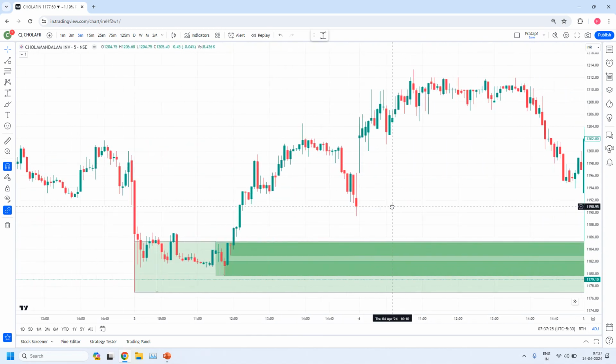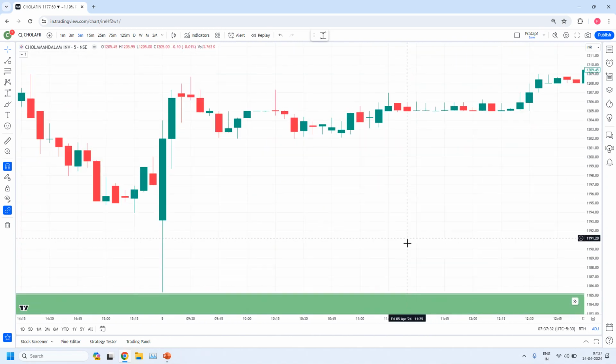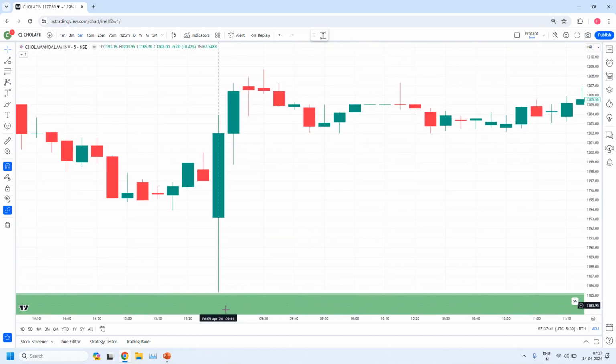That way you can plan your trades. But anyway, previously price entered into the zone. See here, this is on 5th April. Price entered, but price did not enter into the 5 minute zone. But see the rejection before entering into this 5 minutes. That means there is a very strong order flow.